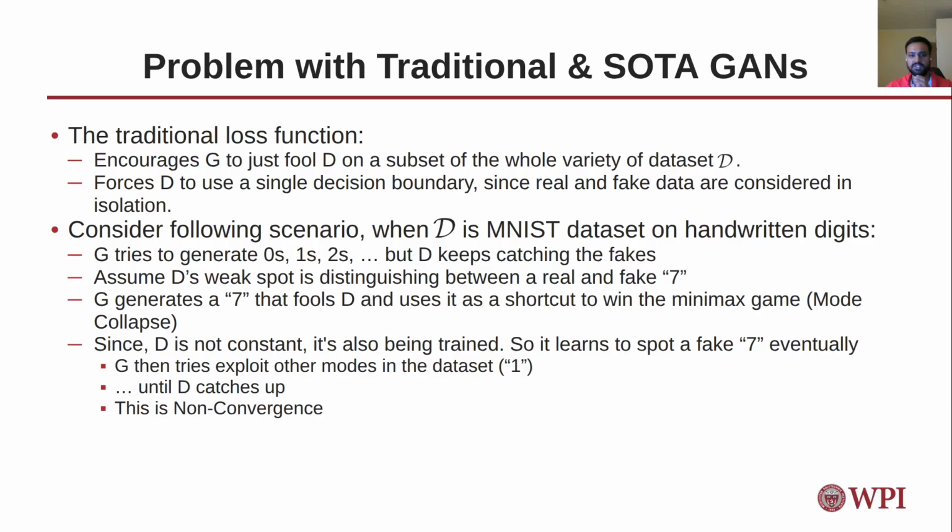Now assume D's weak spot is distinguishing between real and fake 7s. G then tries to naturally exploit this weakness of D by generating a fake 7 and uses it as a shortcut to win the minimax game, which is what mode collapse is. Now, since D is not a constant, it trains itself to eventually spot a fake 7. After that, G tries to exploit other modes in the dataset, like 1s, for example, and then D tries to catch up with that. And this cycle goes on, which is what non-convergence is.